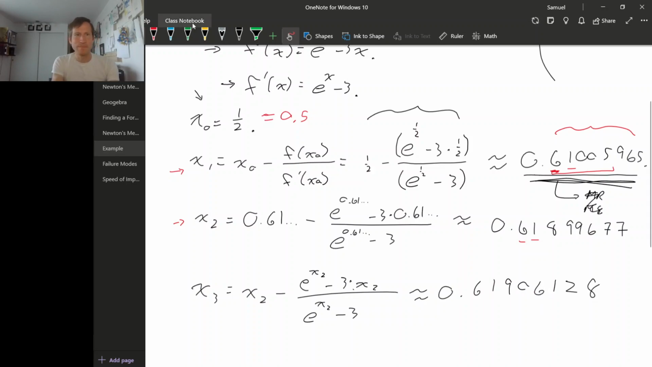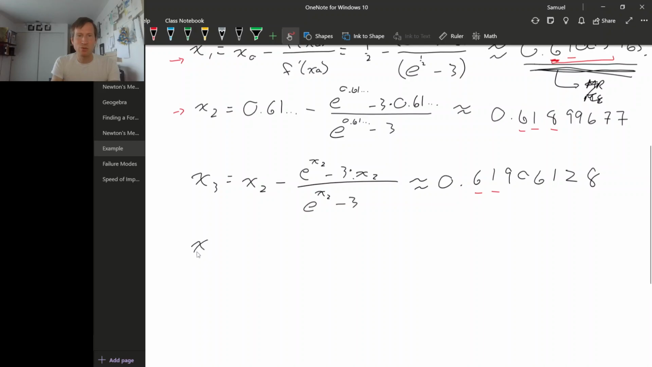0.619061228. Okay, so it looks like we still just have these first two correct, but the third decimal place didn't change much, so probably we're getting close to getting the third decimal place correct. So let's do this all one more time. Store this x sub 3 while I have it, and then x sub 3 minus e to the x sub 3 minus 3 times x sub 3, divided by e to the x sub 3 minus 3.